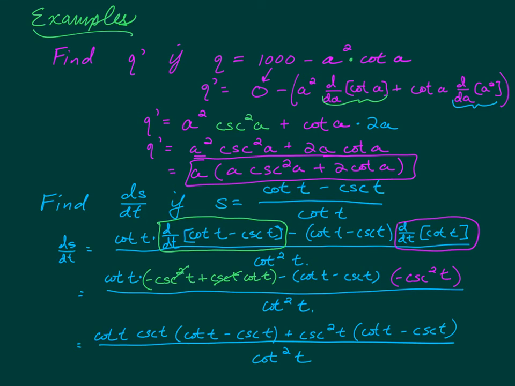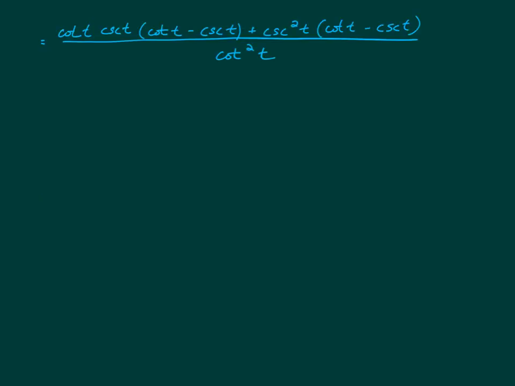So now you can see that in the numerator, we will be able to common factor out a cosecant t, and we will be able to common factor out a cotangent t minus cosecant t. This problem will continue in the next slide. So here is the information that we had from the previous slide. And I mentioned that we want to common factor out a cosecant t and a cotangent t minus cosecant t from each term in the numerator.